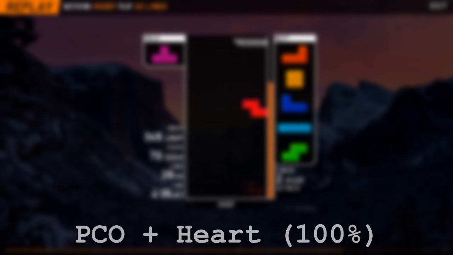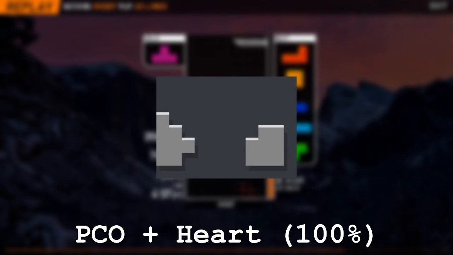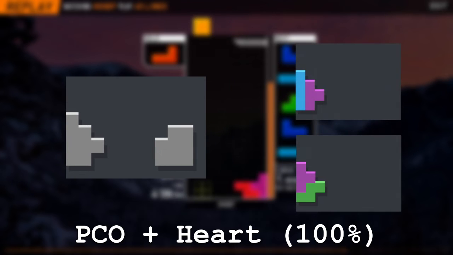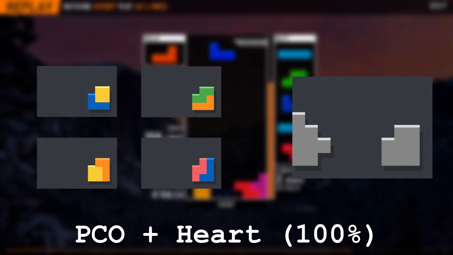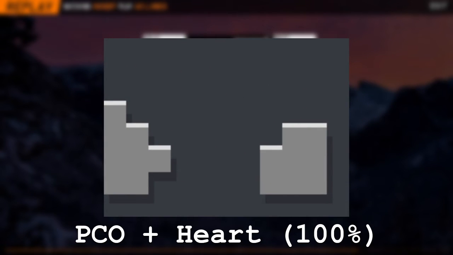The PCO plus heart pattern looks like this in general. You can build the PCO part like this, and you can do the heart part like this. It might be one of the most common setups for second with T. It also has a good chance to save T or save O.